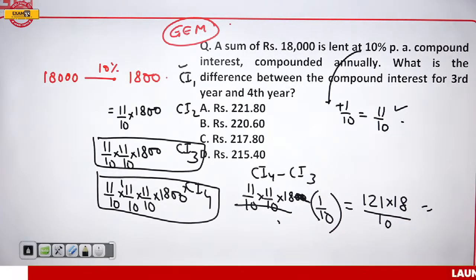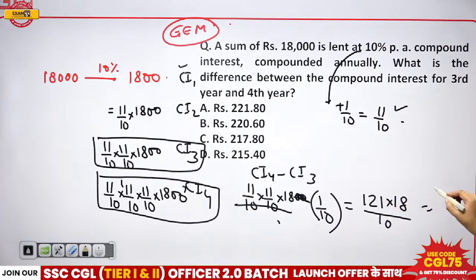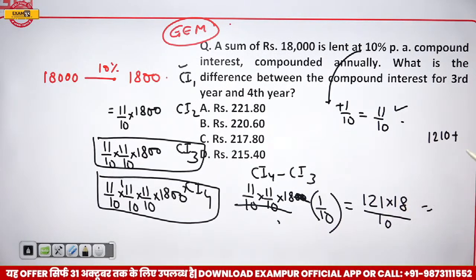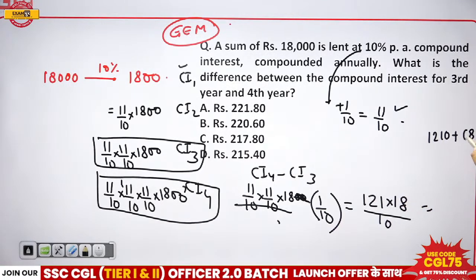121 into 10 is 1210. And 121 into 8 is 968.